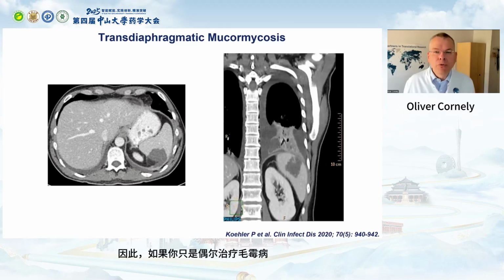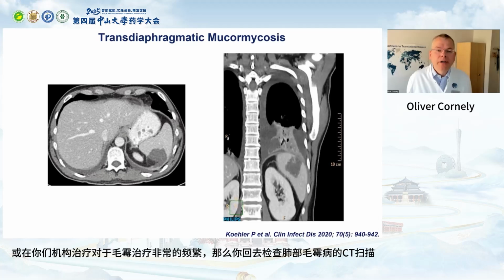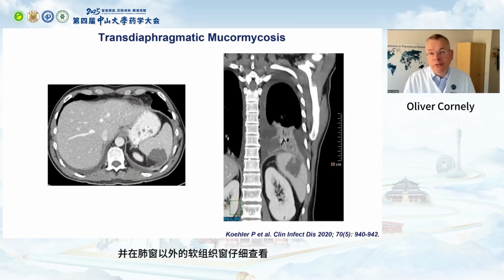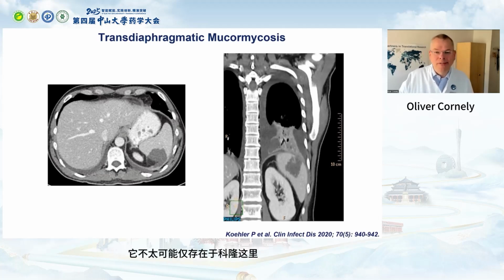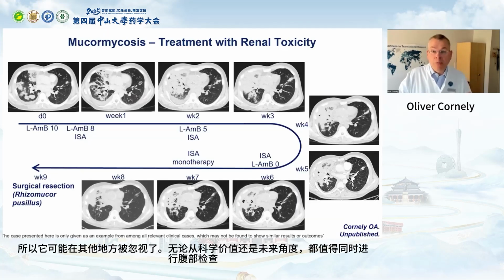So if you treat mucormycosis occasionally or have treated it rather often at your site, it would be really interesting to go back and check the CT scans with mucormycosis in the lung and scrutinize them outside of a lung window, in a soft tissue window, to see whether there is involvement through the diaphragm, whether there's transdiaphragmatic mucormycosis. It has never been described except from Cologne, and it's highly unlikely that it only exists here in Cologne. So it might have been overlooked at other places, and it's scientifically worthwhile, and for the future, to always check the abdomen as well.